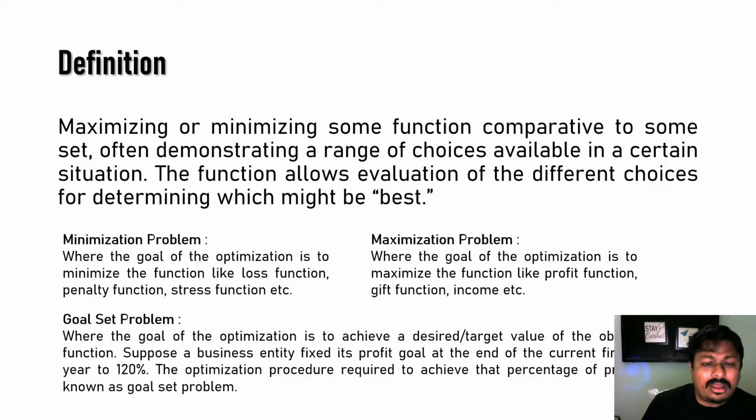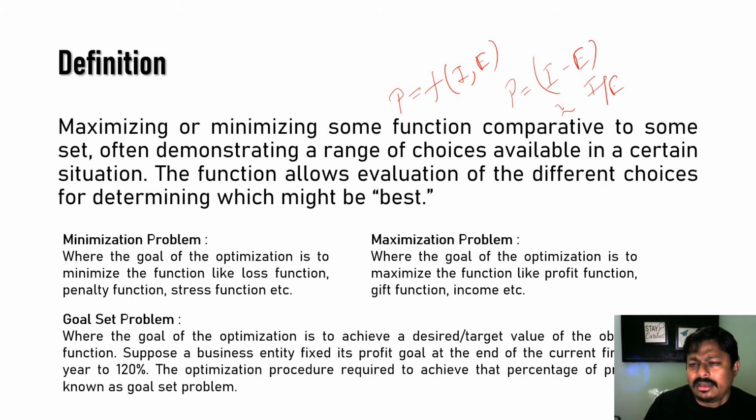So this definition I have already explained. Optimization is defined as maximizing or minimizing some function. That function, if it is profit, is this one. This is the function, right? Profit is income minus expenditure. Sometimes it is also written as income by expenditure. And if you increase income and decrease expenditure, then profit will automatically increase.